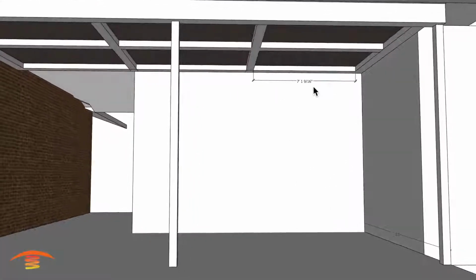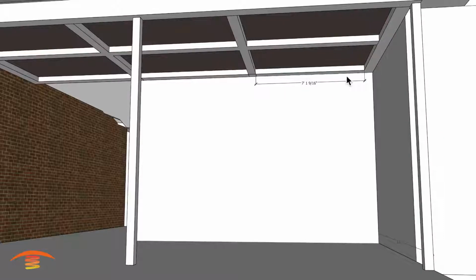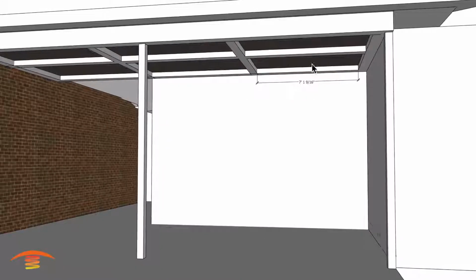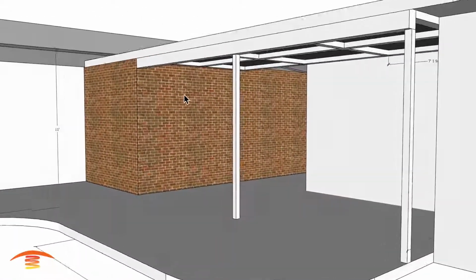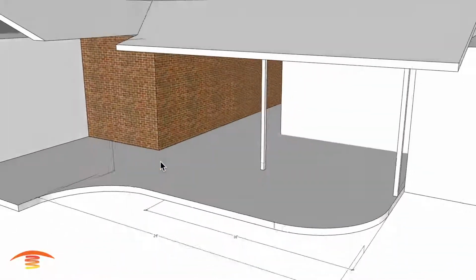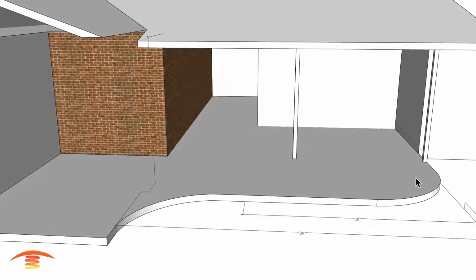And then just notice I have this recessed area over here. It's roughly 7 feet 1 9/16 of an opening. Also the ceiling height of 11 feet, so the tongue and groove would be 11 feet off the ground. And then I have the overall area of 24 feet from this wall to this wall.